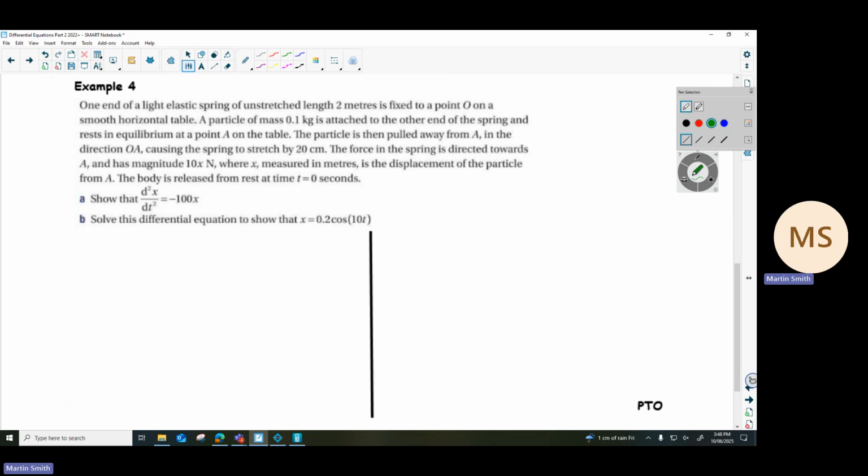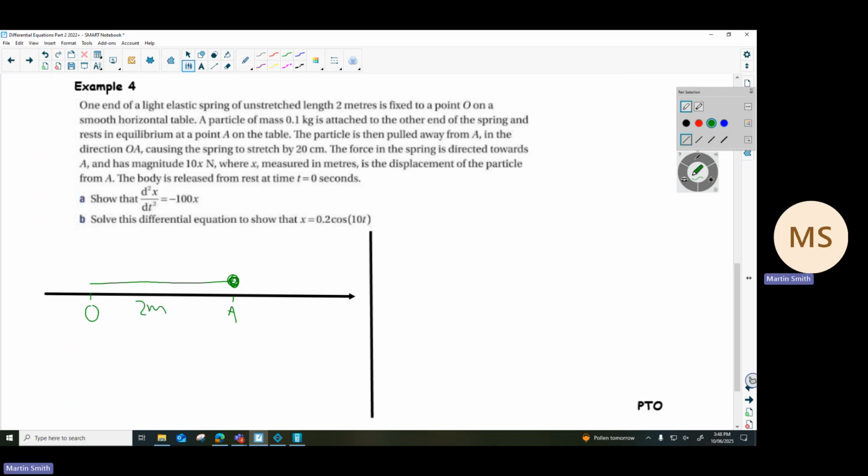One end of a light elastic spring of unstretched length 2 meters is fixed to a point O on a smooth horizontal table. Can I try to draw a picture to illustrate what's going on? This is my smooth horizontal table, and I've got a spring which has one end at O. A particle of mass 0.1 kilograms is attached to the other end of the spring and rests in equilibrium at a point A on the table. So that's the unstretched spring, that's 2 meters. There is my particle.